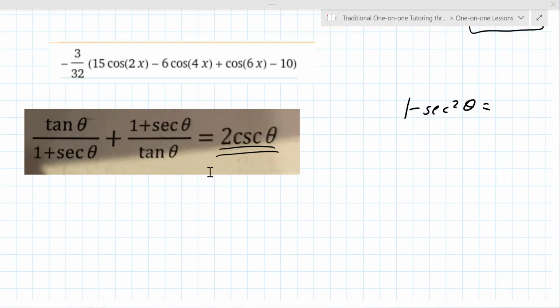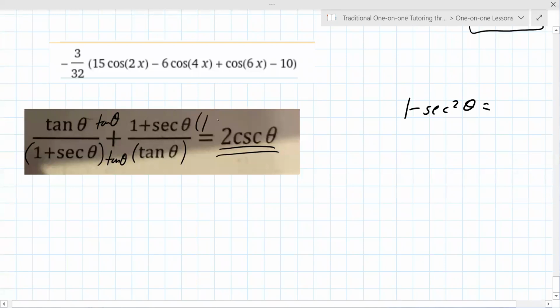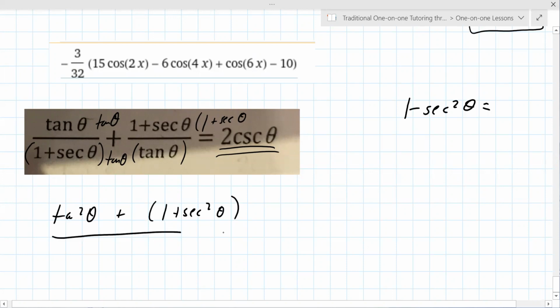So, do you remember if you tried anything here? I was just going to go with getting a common denominator. That makes sense too. It doesn't immediately get better, but it could. So let's take a look. That would be tangent squared theta plus 1 plus secant squared theta over 1 plus secant theta tangent theta.